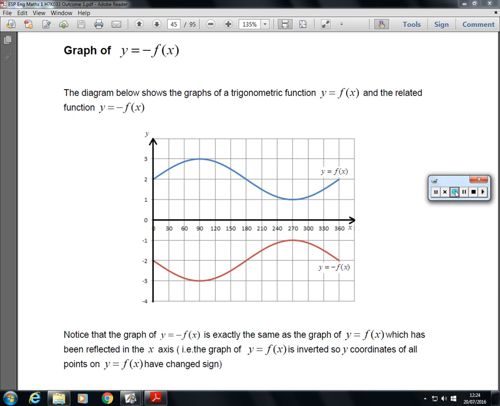This graph shows a reflection in the x-axis. We start with the original blue function, and it's been reflected in the x-axis to give negative f of x.